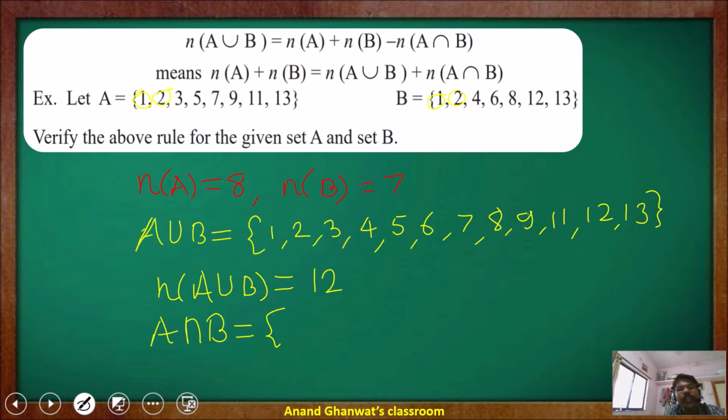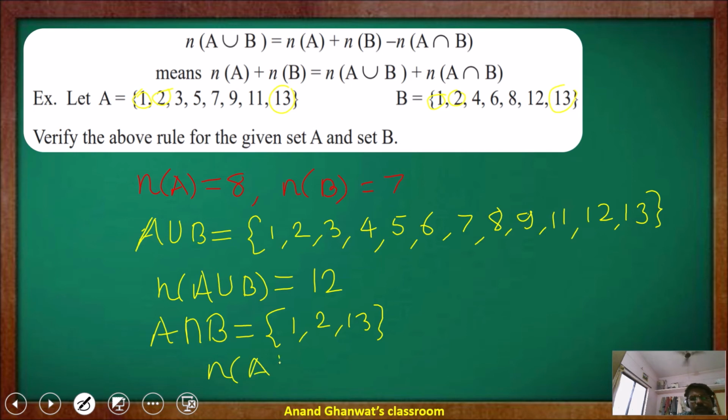7 is present in set A, it is not present in B. 9 is present in A, not present in B. 11 is present in A, not present in B. 13 is present in set A, which is present in set B also. So common elements in A and B are 1, 2 and 13. So the number of elements in A intersection B is equal to 3.